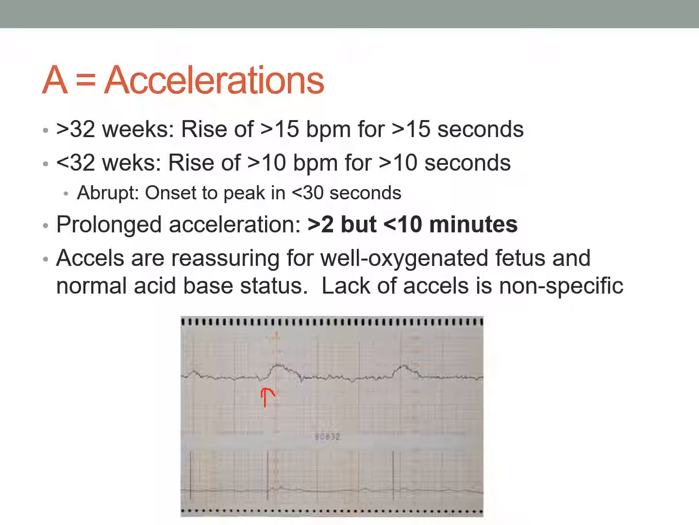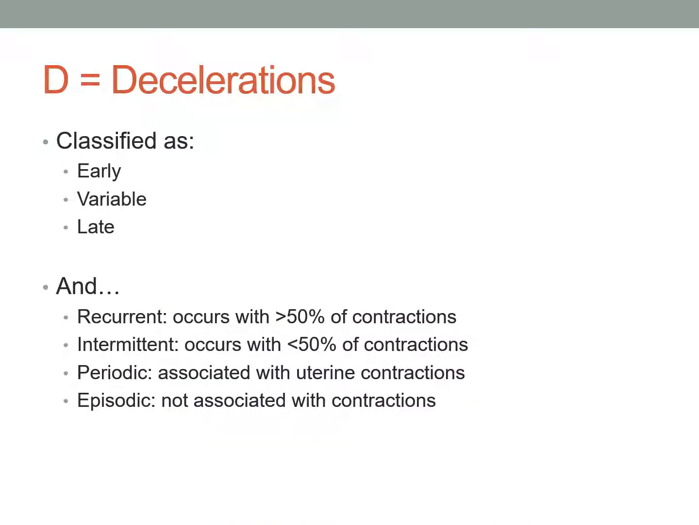So when we're talking about reading a non-stress test, the presence of accels makes the non-stress test reactive. A lack of accelerations, on the other hand, is not a specific finding. It doesn't necessarily mean there's something bad going on. Now, decelerations. We're going to spend the most time on this portion of the Dr. C Bravado mnemonic. Decelerations can be classified as early, variable, or late. So that's really the most important part of your classification scheme here: are they early, variable, or late?